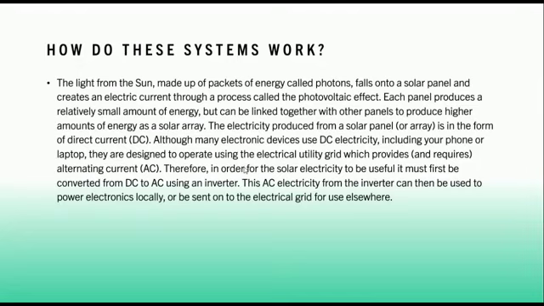Although many electronic devices use direct current electricity, including your phone or laptop, they are designed to operate using the electrical utility grid, which provides alternating current. Therefore, in order for solar electricity to be useful, it must first be converted from DC to AC using an inverter. This AC electricity from the inverter can then be used to power electronics locally or be sent to the electrical grid for use elsewhere.